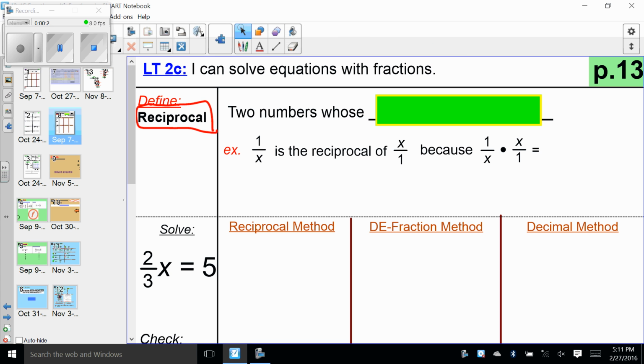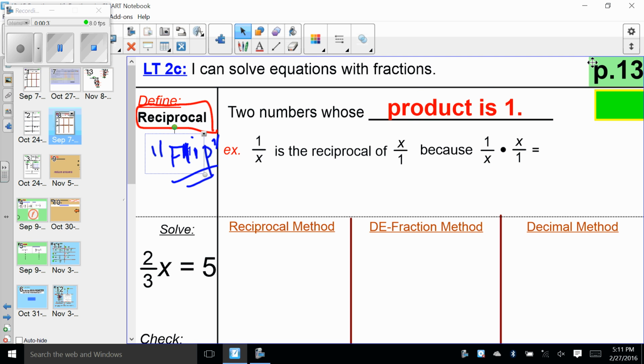our work. Some of you will like this method, some of you won't. But remember what a reciprocal is. Some of you might remember, well, that's when you flip a fraction. You've heard about multiplication by the reciprocal before when you flip a fraction. So the real definition: two numbers whose product is 1. So here's the definitional piece of it.